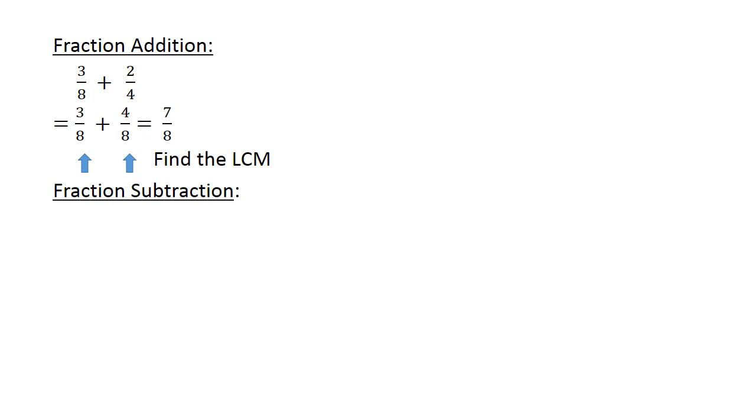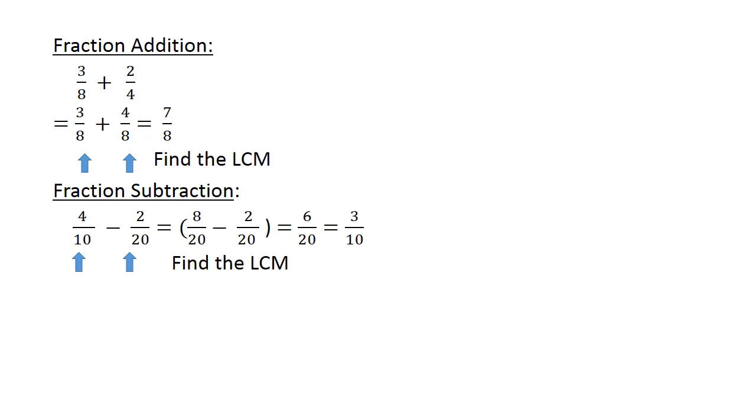Fraction subtraction. 4 over 10 minus 2 over 20 equals. Find the lowest common multiple. 8 over 20 minus 2 over 20 equals 6 over 20 equals 3 over 10. And multiplication. 5 over 9 times 1 over 3 equals 5 times 1 equals 5, and 9 times 3 equals 27.